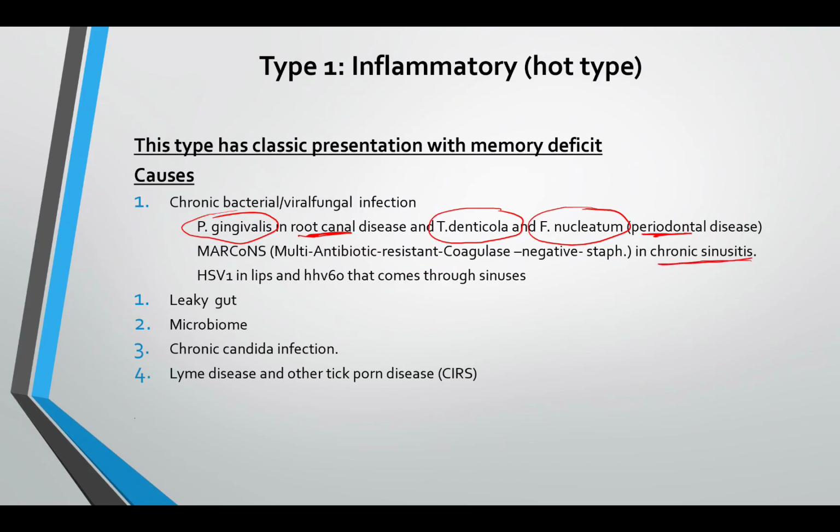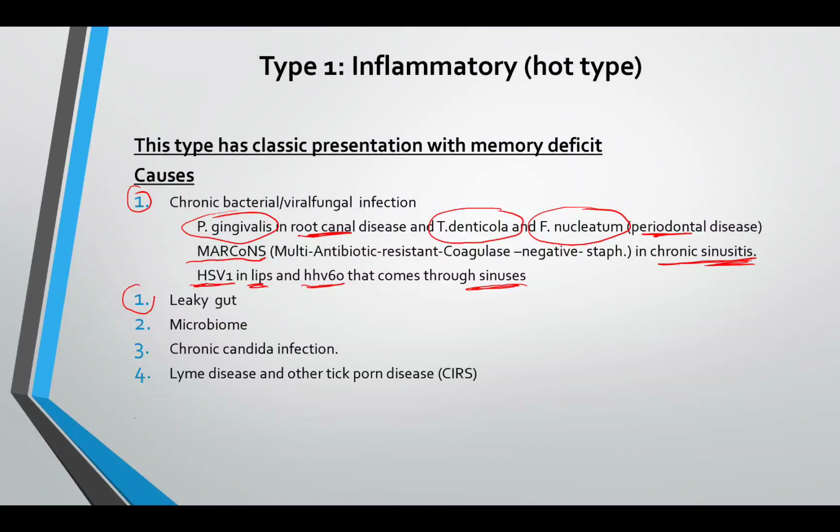Also sinusitis, chronic sinusitis, especially there is one microbe called Marcons. For doctors it is called antibiotic resistant coagulase negative staphylococci. This organism has been found to reach the brain through chronic sinus infection. Herpes simplex number 1 that affects the lips, and the HHV6 also go through the sinuses. So you need to take care of your sinuses and your teeth. These are the microbes that have been found in the brain of Alzheimer's disease. Also, some of these microbes are found in the blood vessels in arteries of the heart in patients with ischemic heart disease.